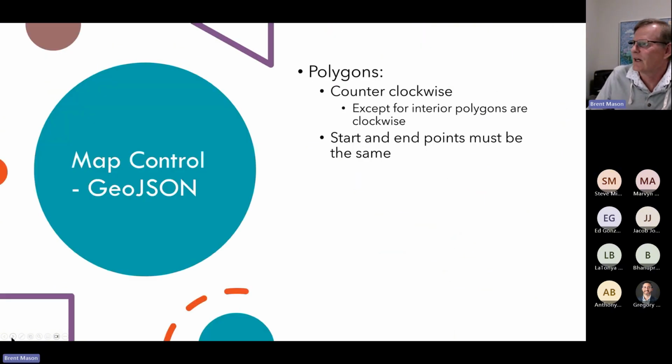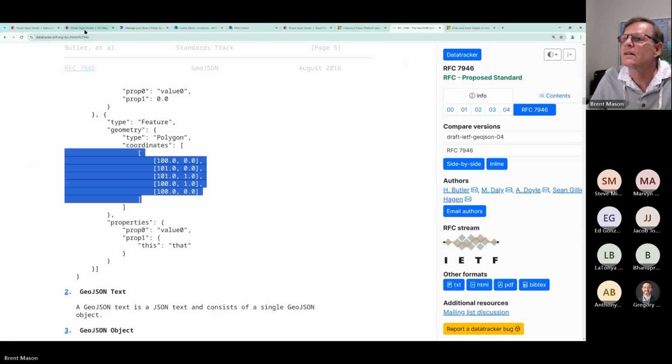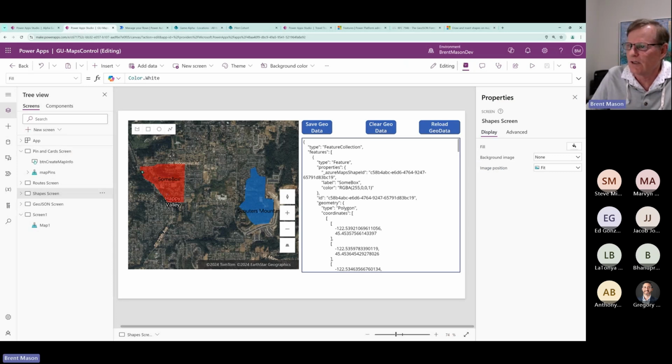All right, what else can we talk about here? A couple other things. If you're going to hand code any of your polygons, you need to make sure that for the outside edge of the polygon, so I'm going to go back to the actual app here. For the outside edge of the polygon, you need to be doing it in a counterclockwise manner.